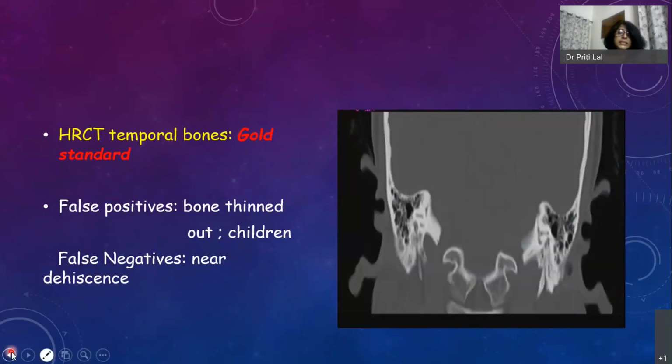But in these HRCTs, sometimes when the bone is thinned out, or in children where the overlying bone is not completely ossified, we may get a false positive result. That is, we may get a dehiscence when there is actually none. Or in patients who present with symptoms of superior canal dehiscence, there may not be an obvious dehiscence when there are some microfractures present in the overlying bone. So there may be false negatives too.